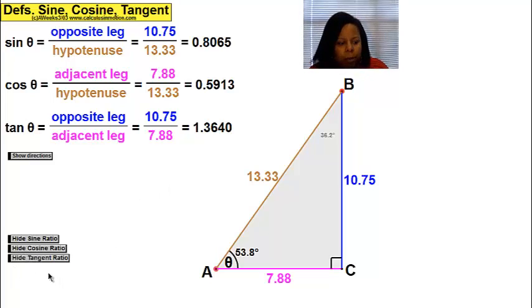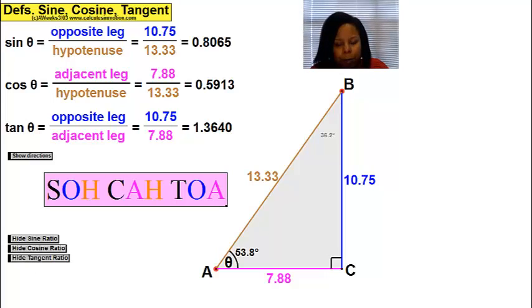So, three important ratios for you to remember: sine, cosine, and tangent. A little mnemonic way to remember how the sine, cosine and tangent ratios are defined is the phrase SOHCAHTOA. Sine is opposite over hypotenuse. Cosine is adjacent leg over hypotenuse. And tangent is opposite leg over adjacent leg. SOHCAHTOA.